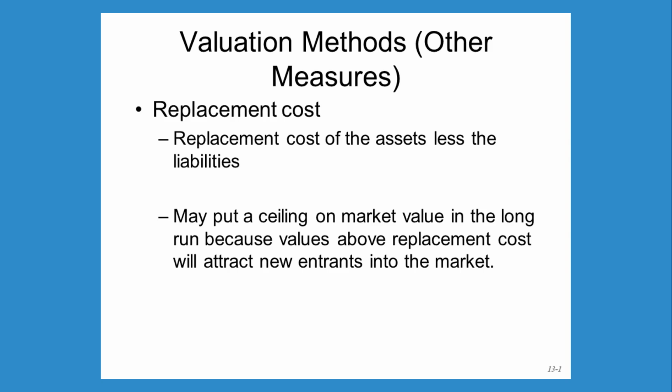Next up, replacement cost. What it would cost to rebuild the company from scratch. This can act like a ceiling on value. If market prices rise above replacement cost, new competitors may enter the market and drive down profits. Think of this as the gravitational pull of competition. It limits how high valuations can realistically go in the long run.